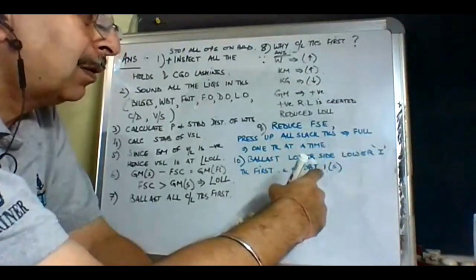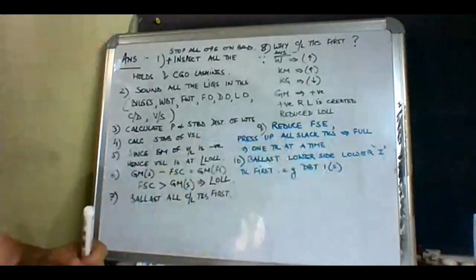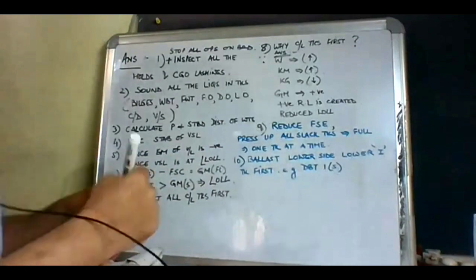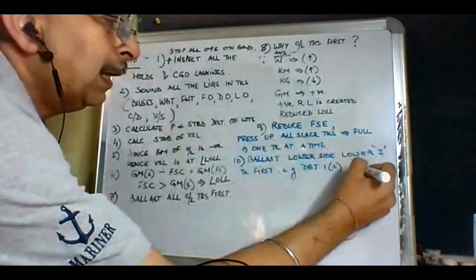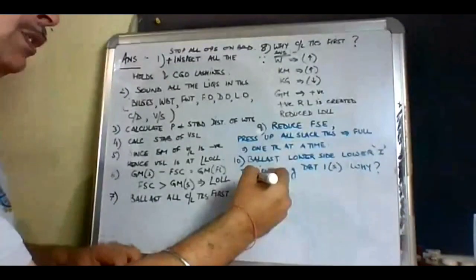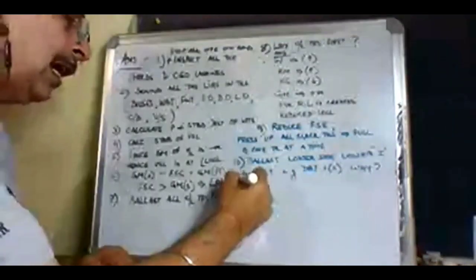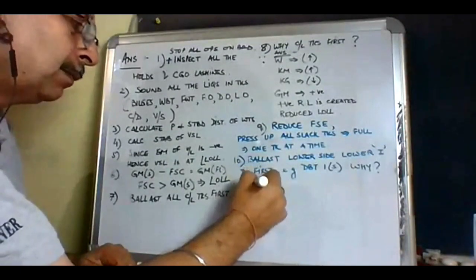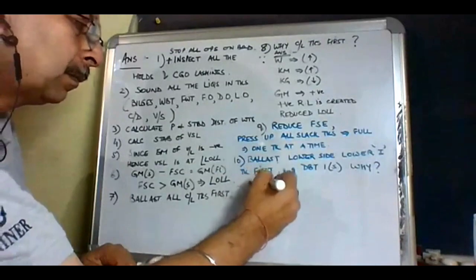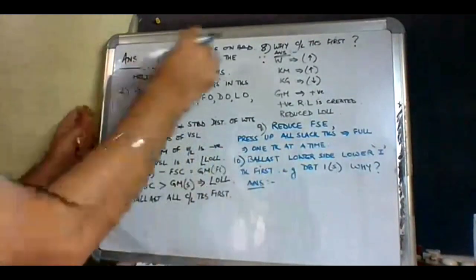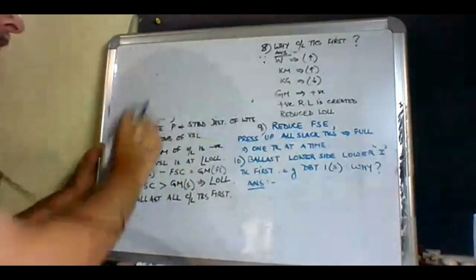So I'm ballasting the lower side, lower I, that means number one tank first. Now the question is why? Why do we ballast the lower side, lower I tank first? So let's write the answer to that.